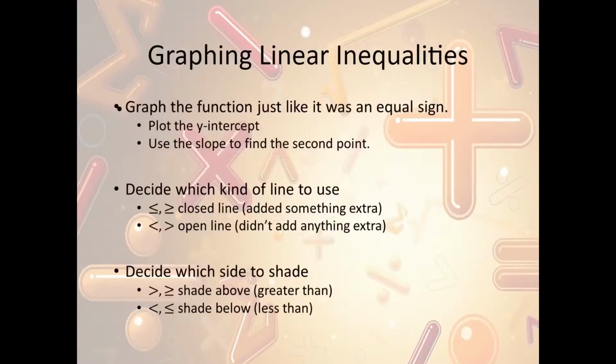Let's take a look at how we graph linear inequalities. Let's look at our rules first. First, we graph the function just like it was an equal sign. So we plot the y-intercept, use the slope to plot the second point. Then we need to decide what kind of line we need to use. If they add something extra, they add the bar underneath, we add something extra as well and close the line. If they don't add anything extra, just like this, we don't add anything extra either, and we leave it as an open line. Then we need to decide which side to shade. If it's a greater than symbol, we should shade above the line. If it's a less than symbol, we should shade below the line.